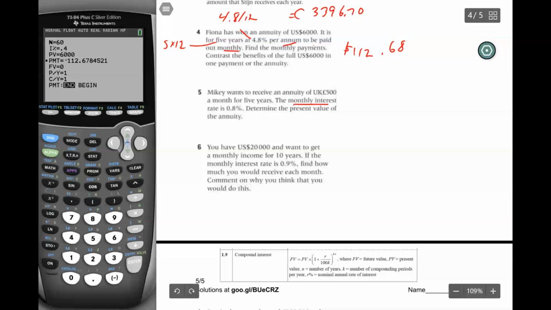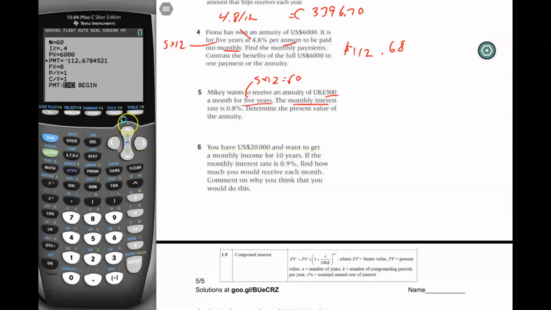They give us the monthly interest rate of 0.8%, so we don't need to divide the annual interest rate by 12 because it's already monthly, okay? And the payment amount is $500, and it's 5 years, but remember we're doing it in a monthly problem, so it's 5 times 12 equals 60, so it's actually 60 would be the end value. Okay, we already have 60 there.